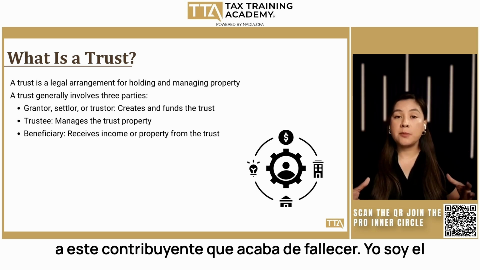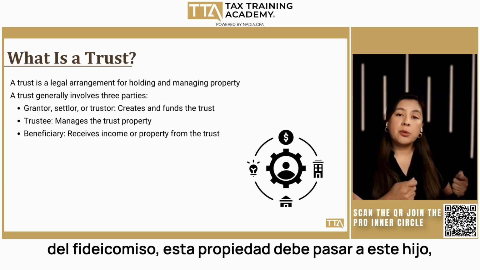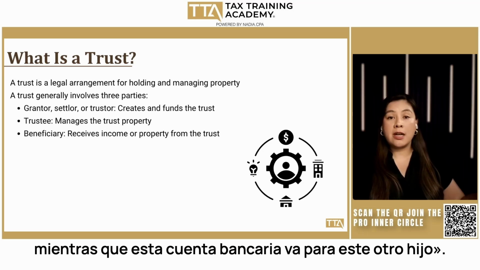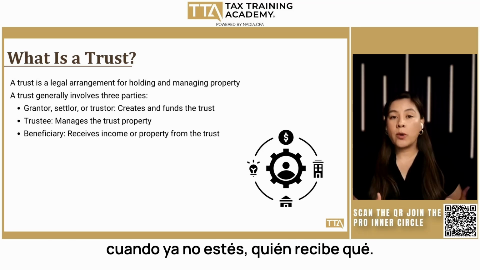I'm replacing this taxpayer that passed away. I am the owner of this property. And if I look at my trust documents, this property is supposed to go to this child versus this bank account goes to this other child. So you get to dictate, even when you're gone, who gets what.